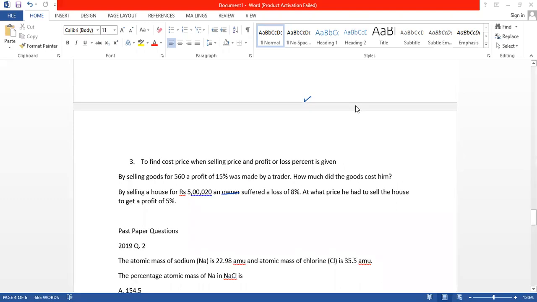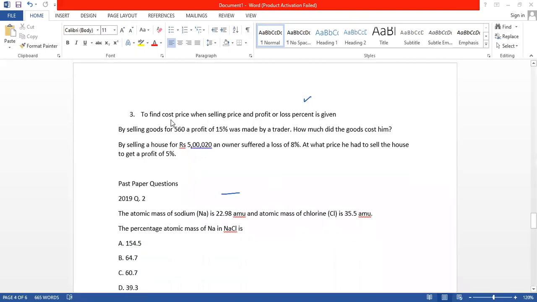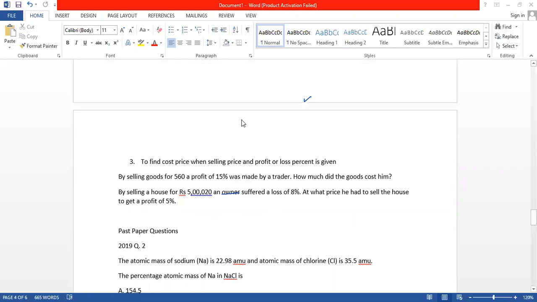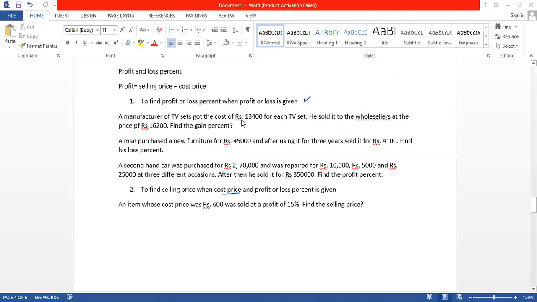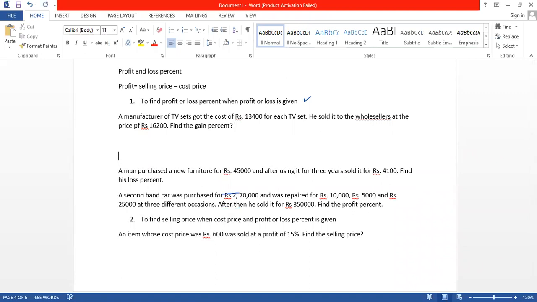The third type, which most of you find the most confusing, is to find the cost price when the selling price and profit or loss percentage is given. Now, in this question, you need to remember that the percentage can only be applied to the cost price. So if you need to find the cost price and the selling price is given to you, then you cannot apply the percentage directly. So let's go through the example so that this becomes clear to you. So I need more space.